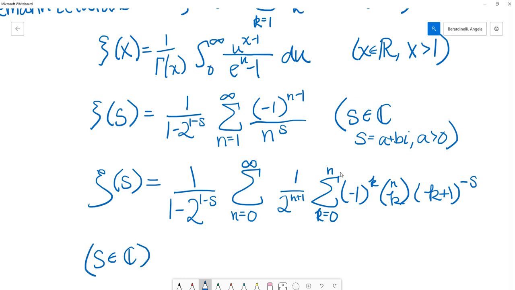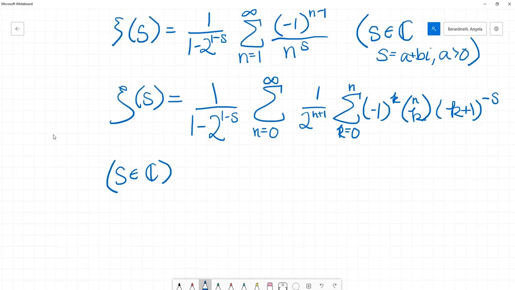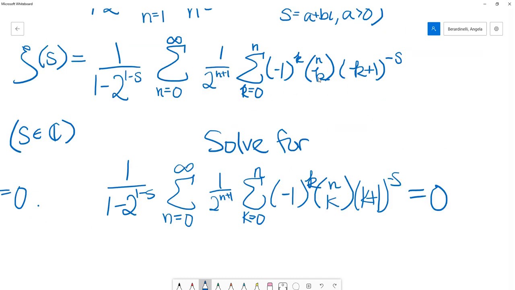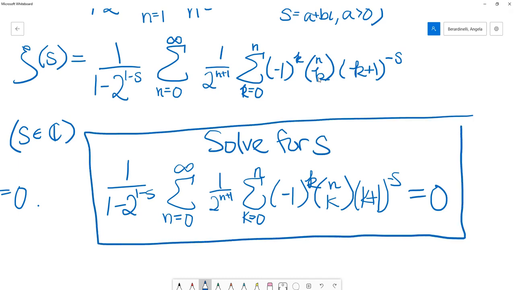So what is the Riemann hypothesis saying? This is the definition of zeta of s. The Riemann hypothesis is asking you to solve zeta of s equals 0. So it's saying set this weird formula equal to 0. So it's saying solve for s. That's what the Riemann hypothesis is asking you to do.